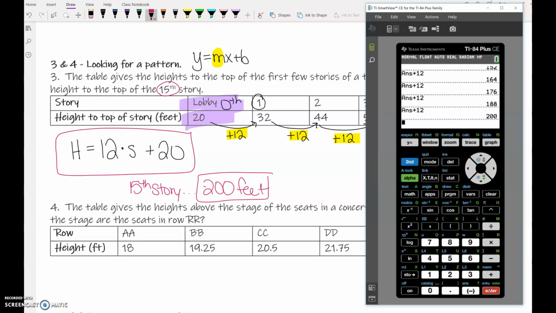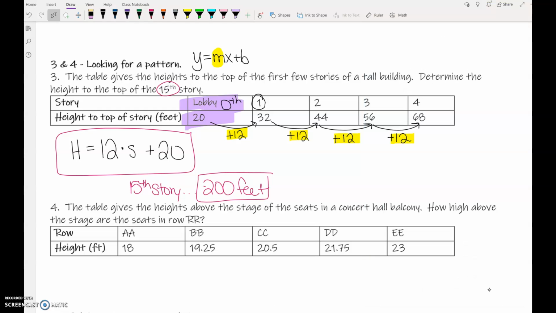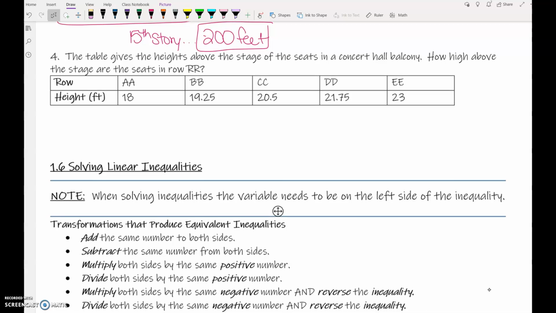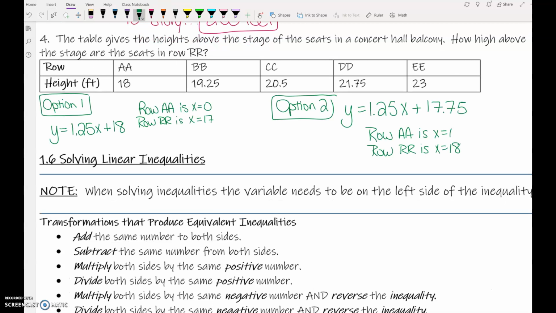If you're asked for the 15th floor, that's not a big deal. If you're asked for the 147th floor, you might be sitting there hitting enter a few too many times. That's where the formula is a little bit nicer. I want you to work on number 4 on your own. See if you can figure out how high above the stage are the seats in row RR.